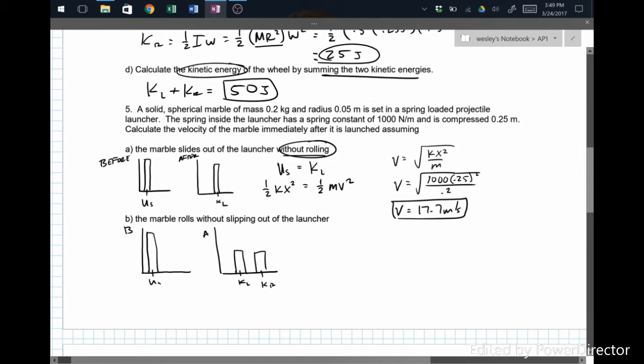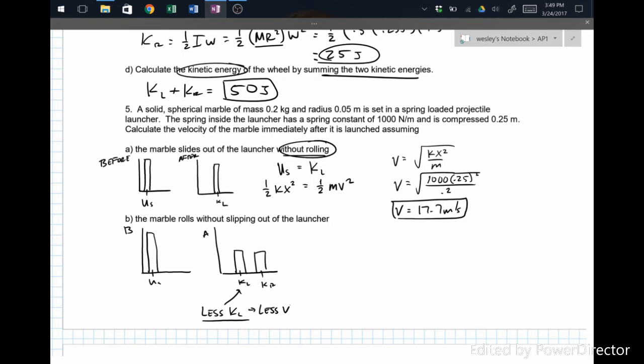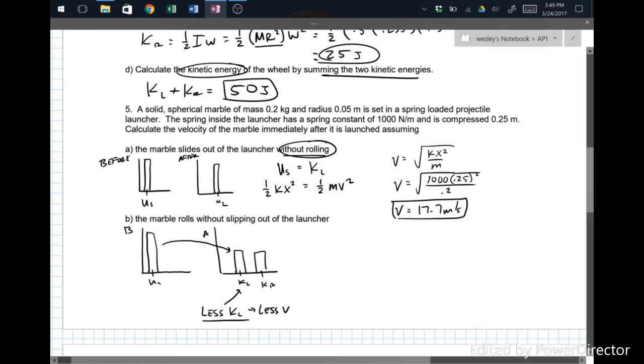I don't necessarily know the ratio just yet, but I know we're going to have less linear kinetic energy, so we should have less velocity as a result. All of that potential energy is not going into making the thing move forward. Some of that potential energy goes into making it move forward, and the rest goes into making the thing spin. If that's the case, I have less linear kinetic energy, which means I have less speed.